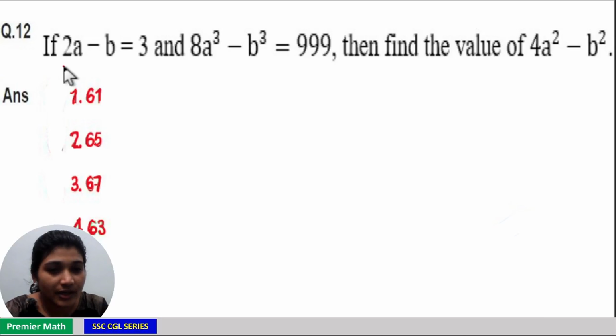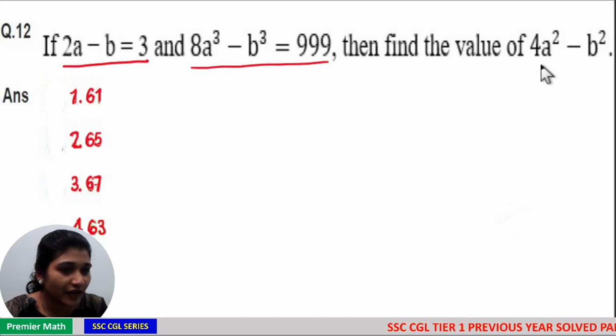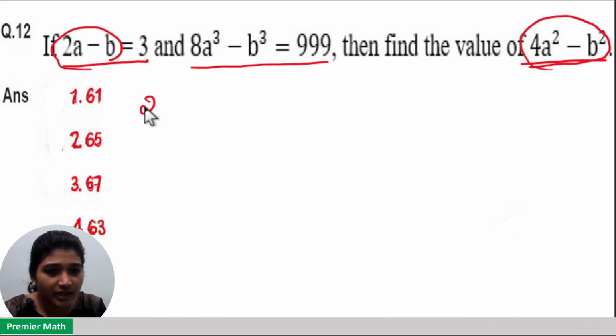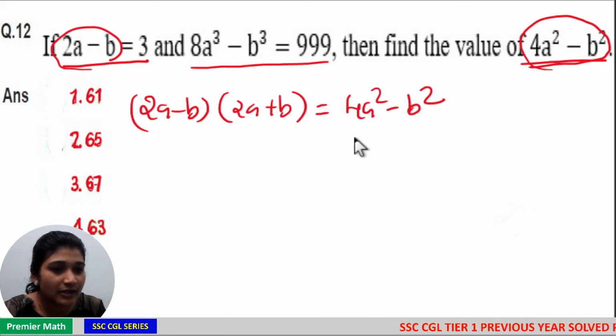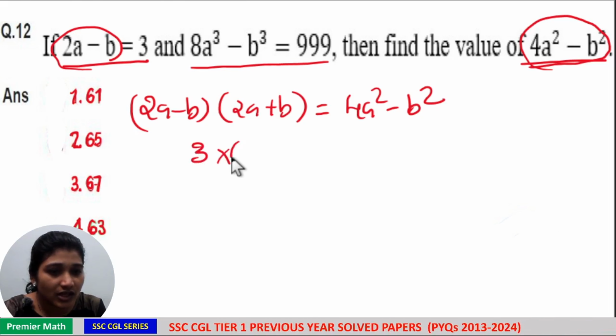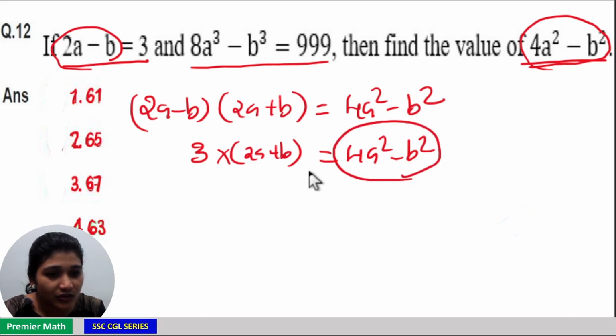If 2a minus b equal to 3 and 8a cube minus b cube is equal to 999, then find the value of 4a square minus b square. If you look at this 4a square minus b square and 2a minus b, you already know 2a minus b into 2a plus b equal to 4a square minus b square. A plus b into a minus b is equal to a square minus b square. Now 2a minus b is equal to 3. So 3 into 2a plus b is our answer.